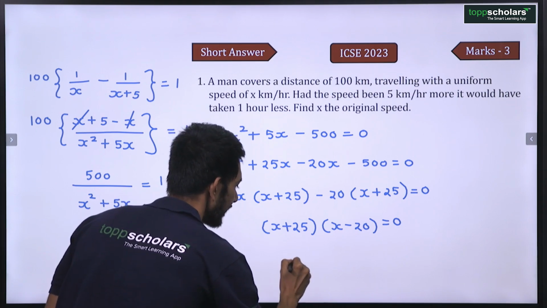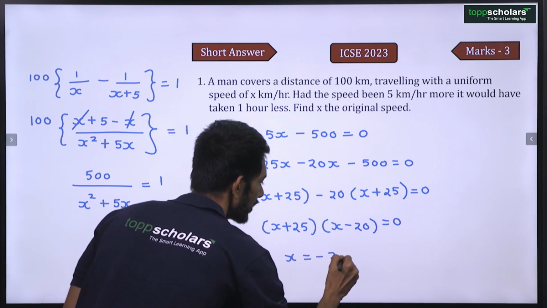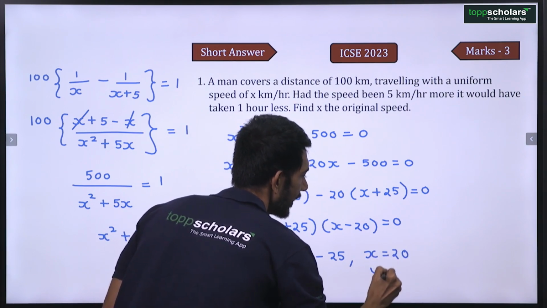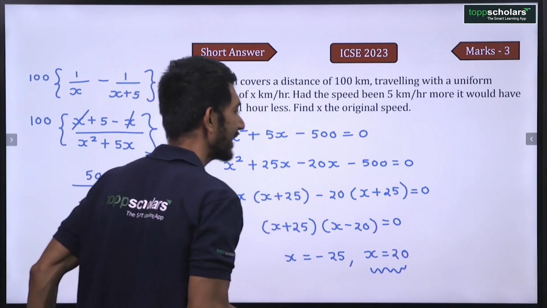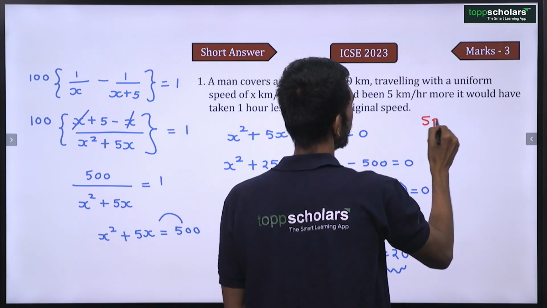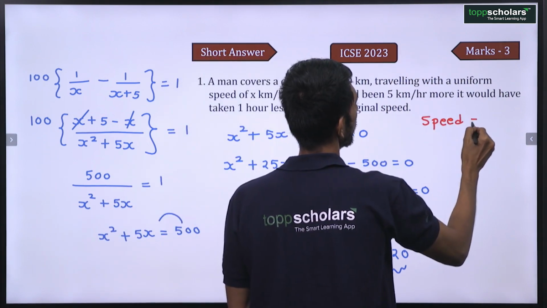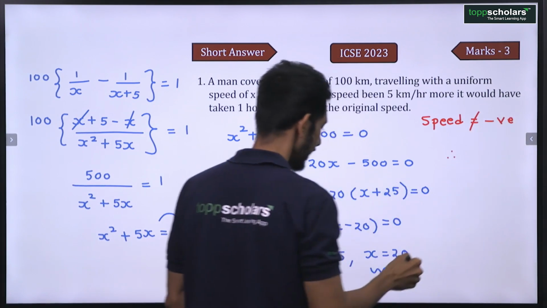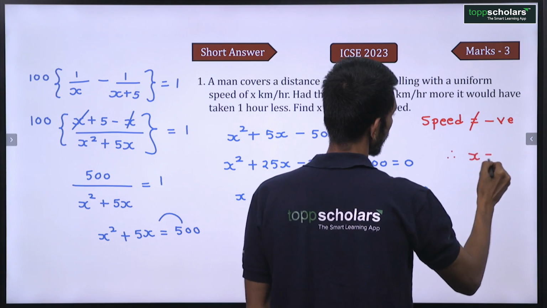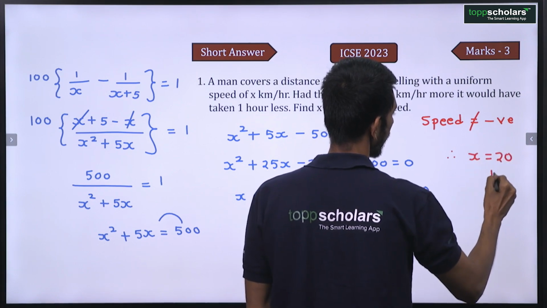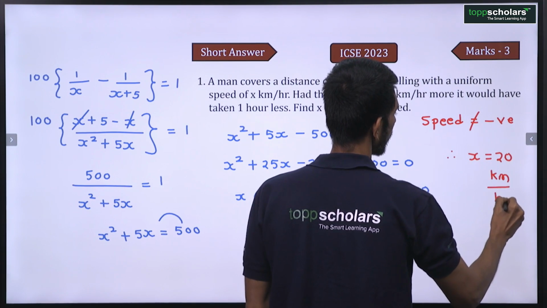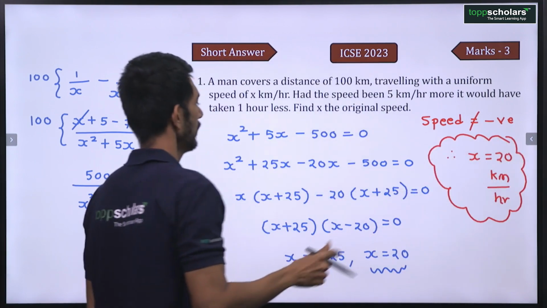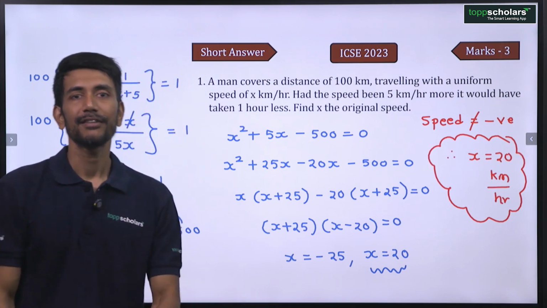So can you say that you get two values of x, that is minus 25 and x is equal to 20, but here we are talking about speed, right? So can speed be negative? We know that speed cannot be negative. Therefore, x is 20 kilometer per hour. So 20 kilometer per hour is the final answer.